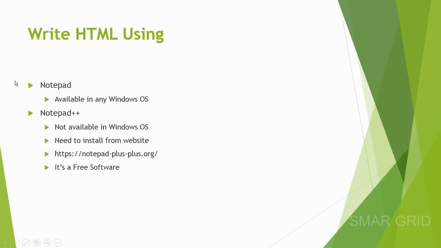And the next one is, where do we write HTML? In general, we can write HTML in Notepad, which is available with the Windows operating system. The next suggested and best option is Notepad++. It's not available in Windows OS; it needs to be installed from the website. Just go to Google and type Notepad++. It's free software, and I will show you an example of how to download it.